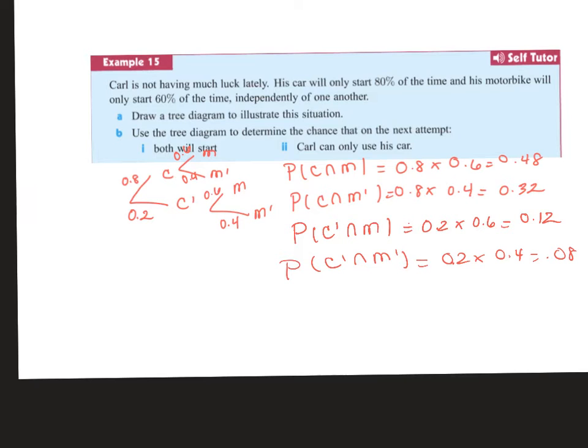Now that we have all of these probabilities calculated, we can actually take a look at what they want us to answer. The probability that both will start, well, we've already found that here with 0.48, and the probability that the car starts and the motorbike does not start, which is going to be 0.32, that second branch.